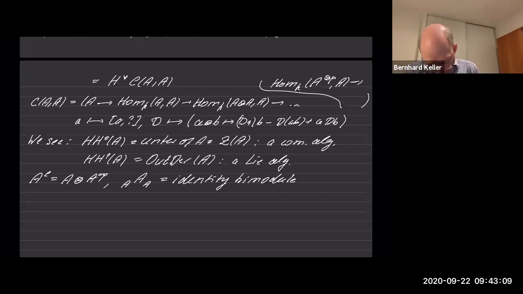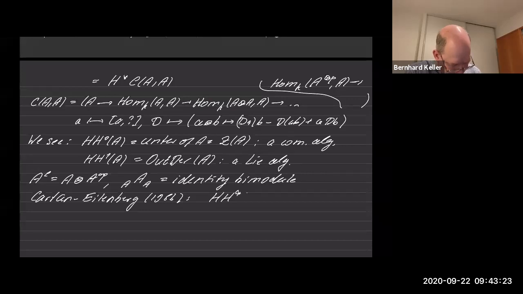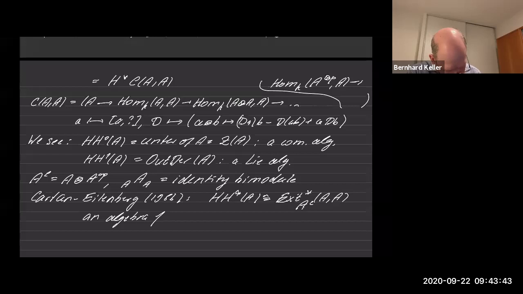And then Cartan-Eilenberg, in their book in 1956, reinterpreted Hochschild cohomology as the Yoneda algebra of the identity bimodule as a bimodule. Okay, and then this clearly becomes an algebra. And the product is called, in this case, cup product, and denoted by a little cup.